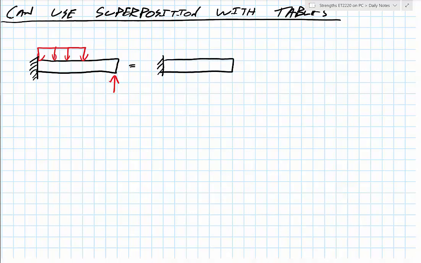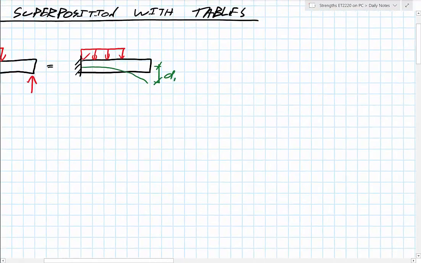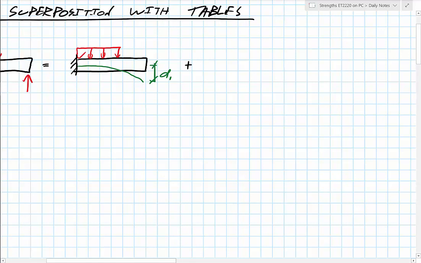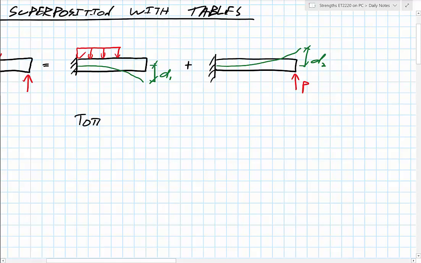So I could look at the deflection from this distributed load over half the beam, and I can imagine what my deflected shape looks like. It would be something like that, where I'm going to call that D1 for my displacement at the end of the beam, and I can add to that the displacement due to that point load. Because this point load is pointing up, my deflection will go up, and I end up with D2. So my total deflection at the end of the beam would be equal to D2 minus D1.